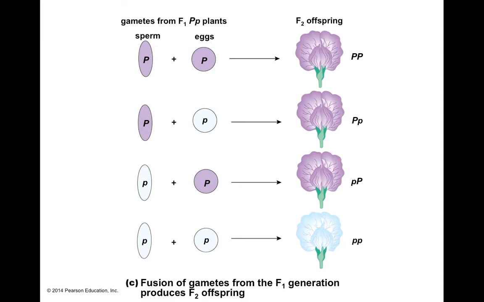All right, so if we fuse the gametes from the F1 generation, we have 4 different combinations that can happen. We can end up with 2 dominant alleles, which gives us the homozygous dominant genotype and a purple phenotype. We can end up with a combination of purple and white in 2 different ways, from the sperm and the egg, or from the egg and the sperm. Either way, that's going to give us the heterozygote genotype and the purple phenotype. And we can also have the recessive alleles come together, giving us a homozygous recessive genotype and a white phenotype. Now, does this look familiar?